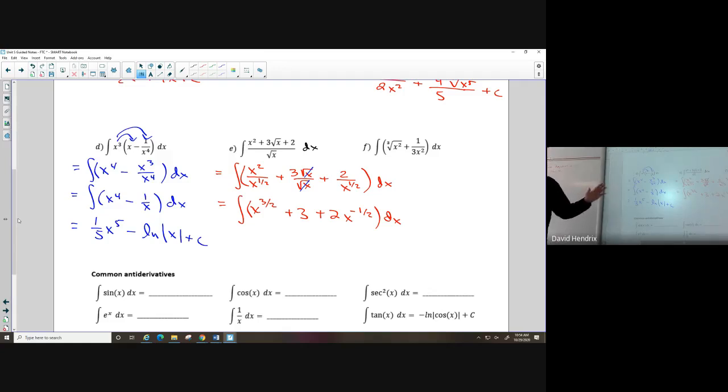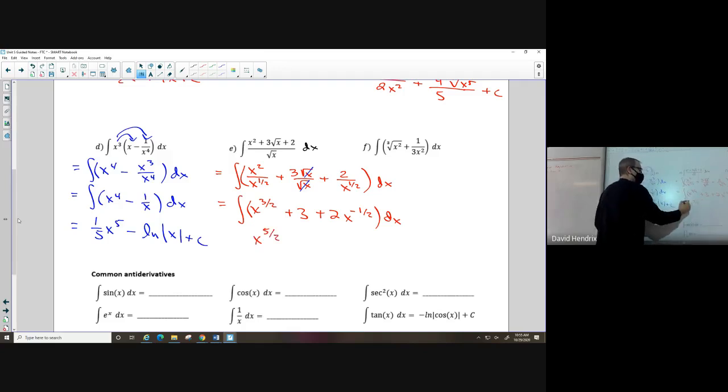We have not taken the antiderivative yet. So sometimes I think students do this step right here and they think, oh, I got the answer. I already did all the algebra and everything. Now we actually have to go up 1 power. So x to the 5/2 times 2 over 5 plus 3x.